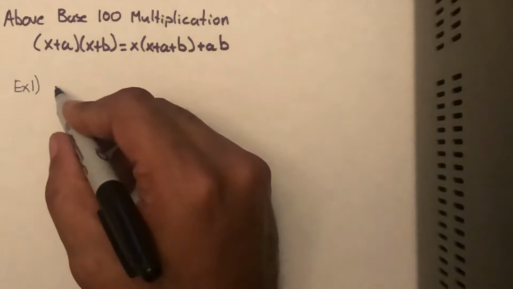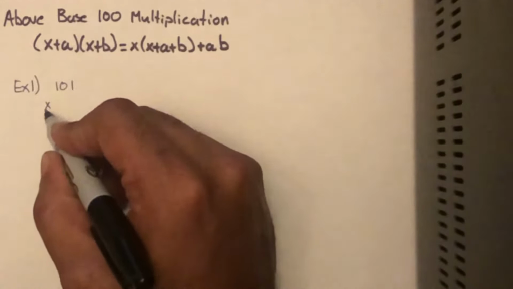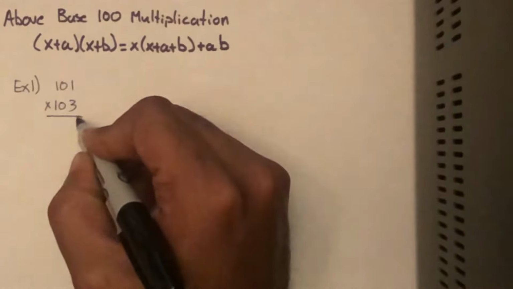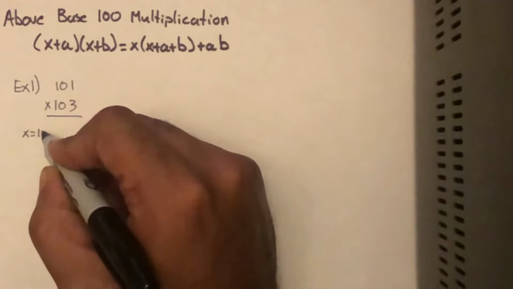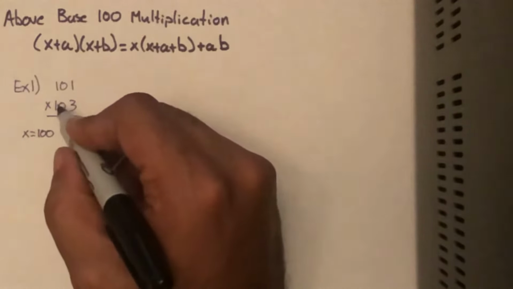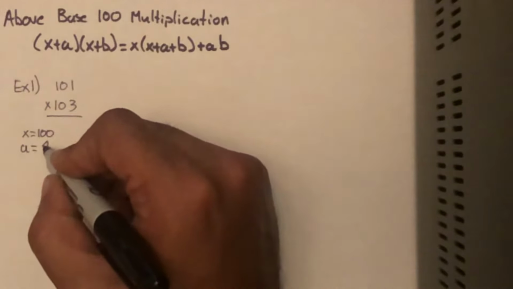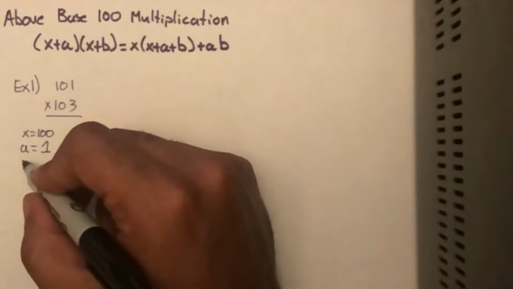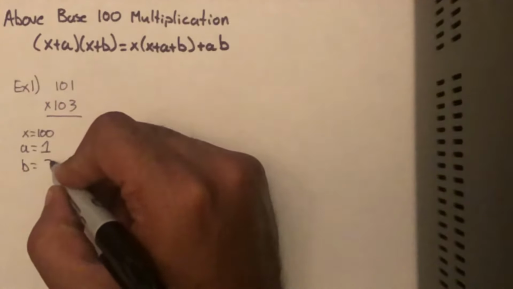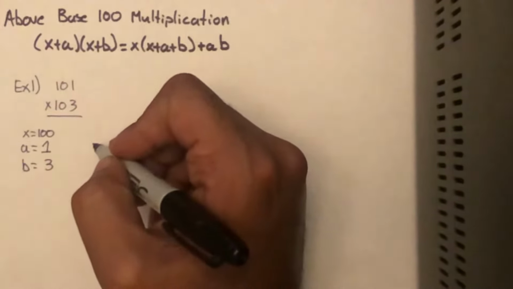Now, I'm going to say 101 times 103. Now, my base is 100, represented by x. These numbers are really slightly above 100. My first surplus is 1. 101 is 1 more than 100. My second surplus is 3. 103 is 3 more than 100.